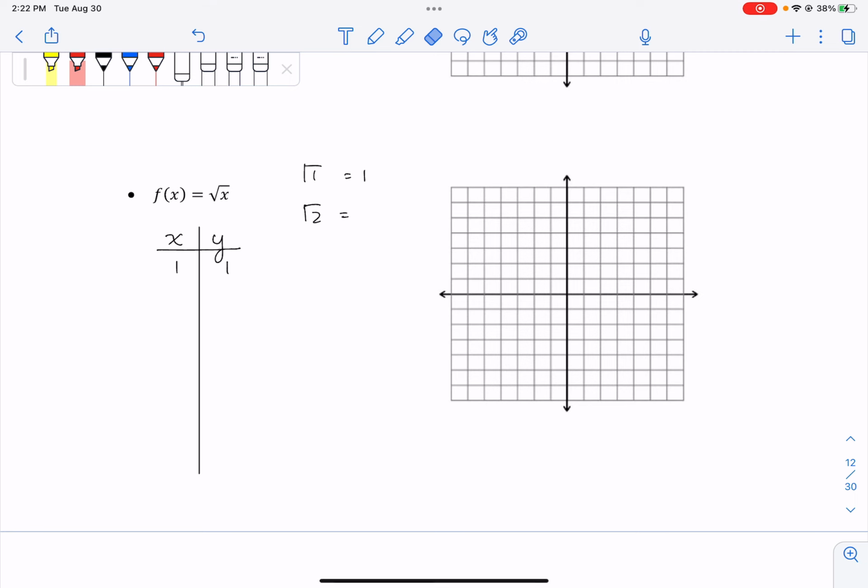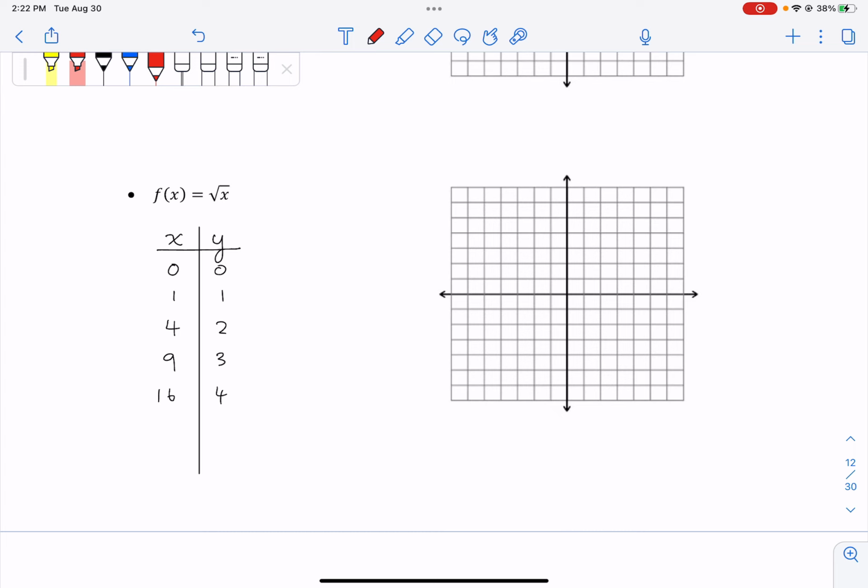So I'm going to actually restart this. Whoops. The easiest number you can plug into a square root sign is 0, because the square root of 0 is 0. Then if we have 1, we get 1. And the next number that we plug in to get a very good y value is 4. Square root of 4 is 2. Square root of 9 is 3. Square root of 16 is 4, and so on and so on.